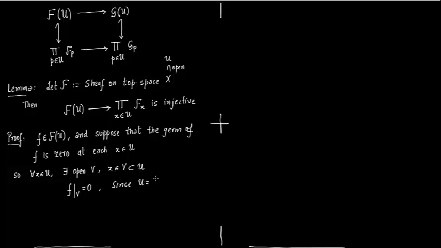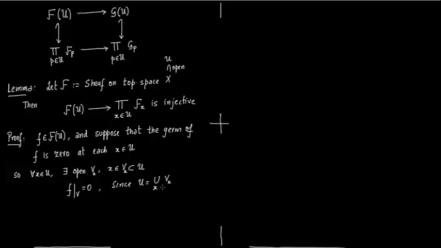Now U is a union of all these small neighborhoods, because U consists of all these points x. You take a small neighborhood of x, take their union, and you end up covering the entire U, because you have covered all the points in U. I'm going to write V_x for the neighborhood of x, just to make sense of the union.